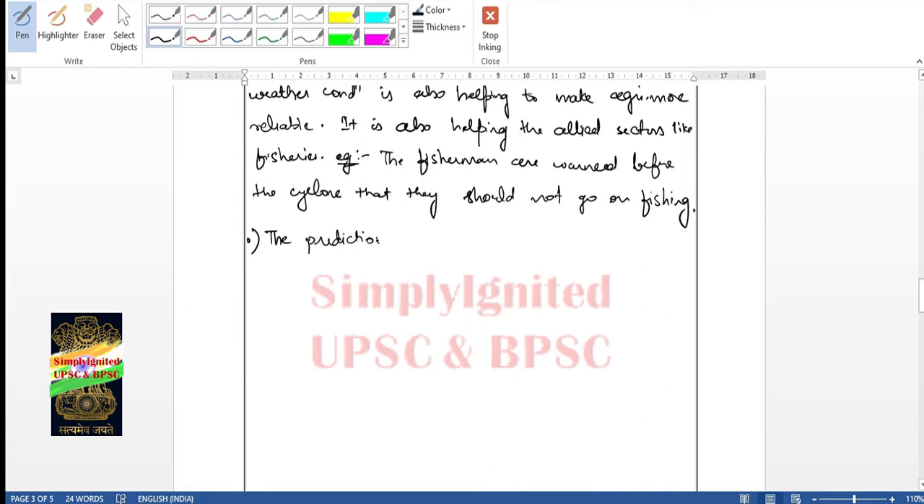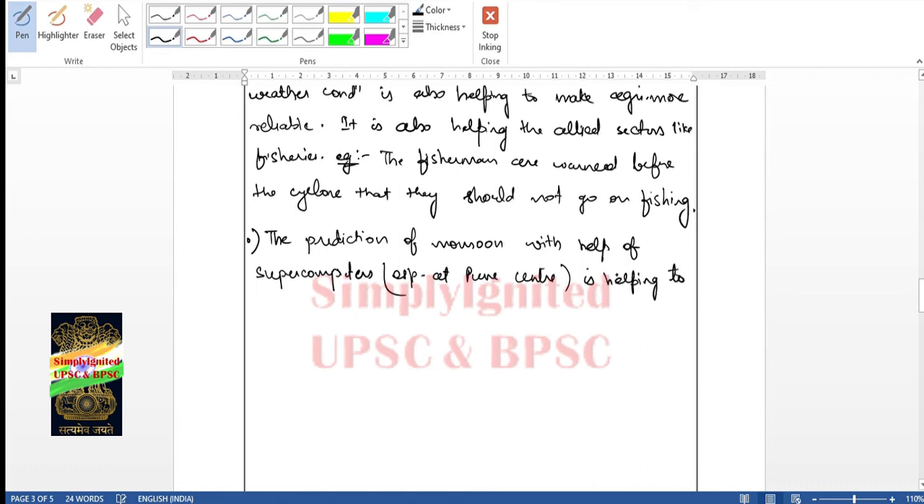prediction of monsoon with the help of supercomputers, especially at IITM, the Indian Institute of Tropical Meteorology, especially at the Pune center, is contributing to doubling farmers' income. Fine.